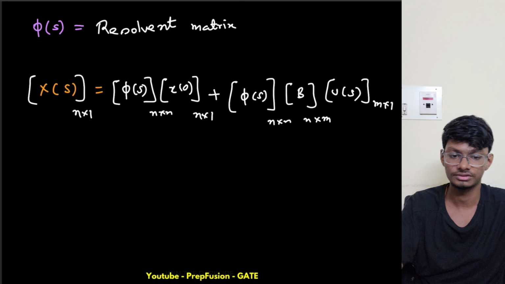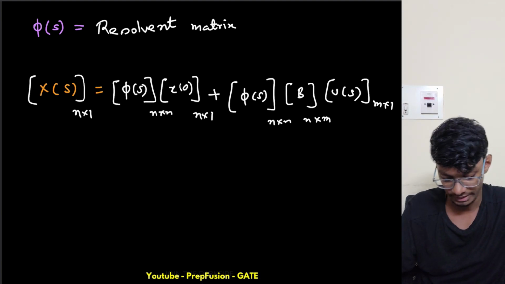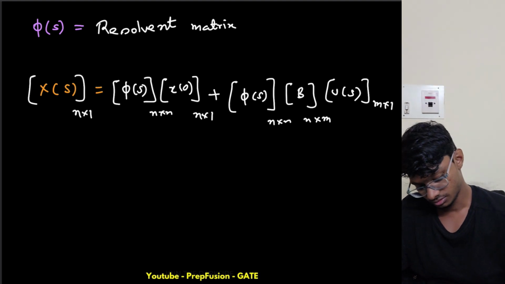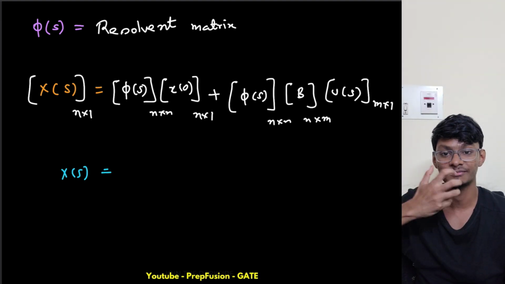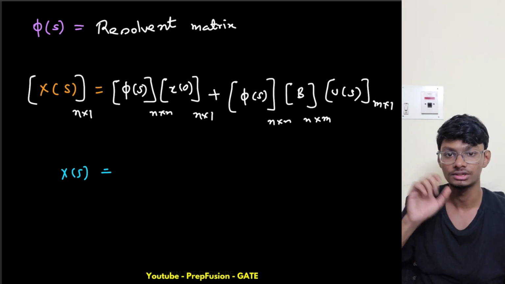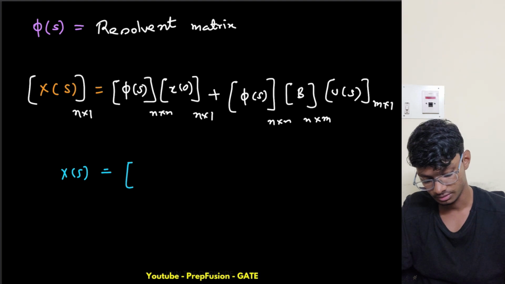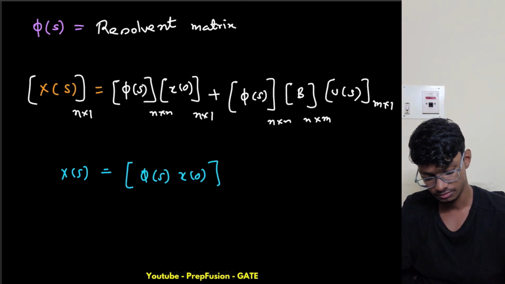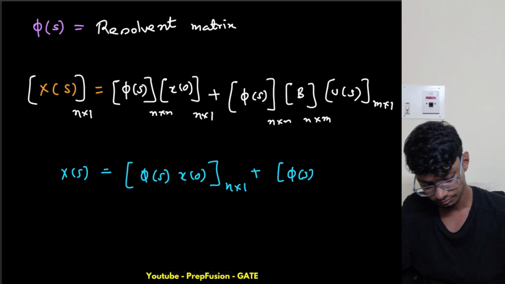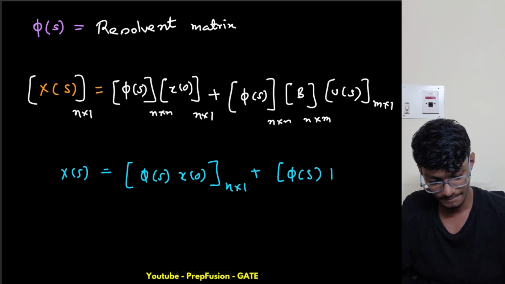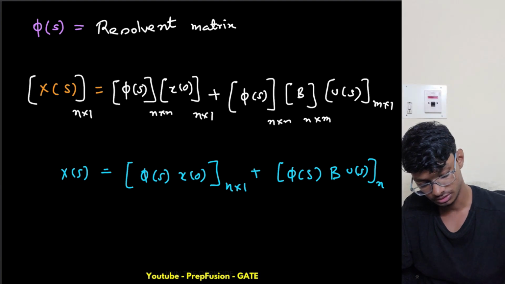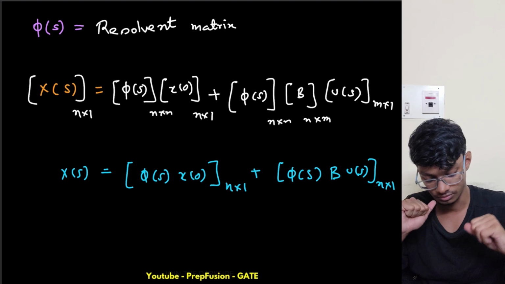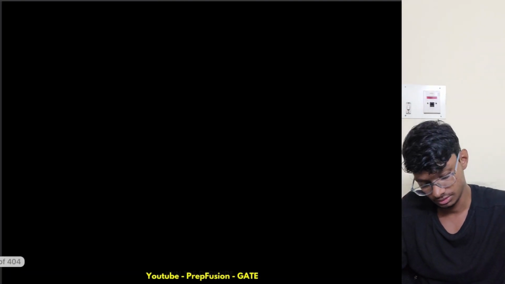So that was the basic thing to note here. Let me expand this also, so that you will understand. So x of s, let me write this in a different color. We don't need to waste much time, but this is to understand the basic orders, and these short tricks sometimes come in handy in exams. So this whole thing, phi of s times x of 0, becomes n cross 1, plus phi of s times B times u of s, becomes n cross 1. That's how we match the order. So this is what my x of s is. Now let us do the Laplace inverse.